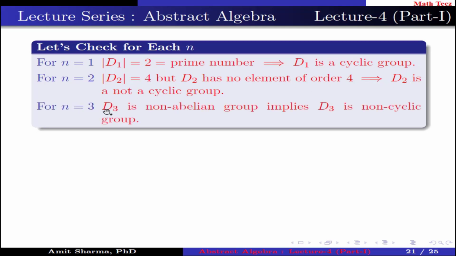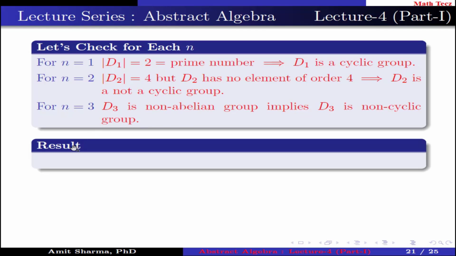For n equal to 3, D3 is a non-abelian group, implies D3 is a non-cyclic group. Next is the result. For n greater than or equal to 2, Dn is a non-cyclic group.